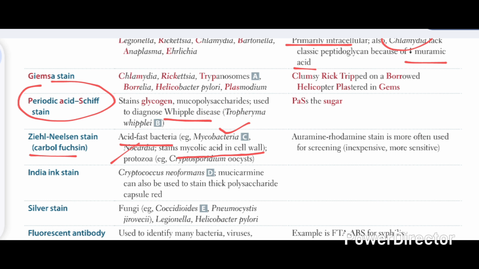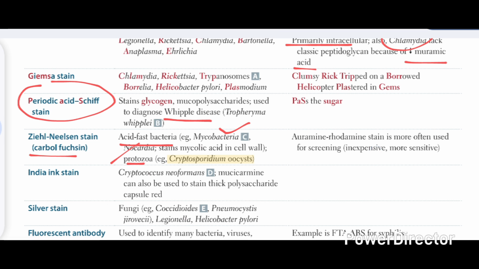Likewise, we have one protozoa. So this protozoa is Cryptosporidium. And Cryptosporidium is an important organism that contains mycolic acid in its cell wall, and it causes disease in those that are infected with AIDS. We will study about it in detail in our subsequent sections.